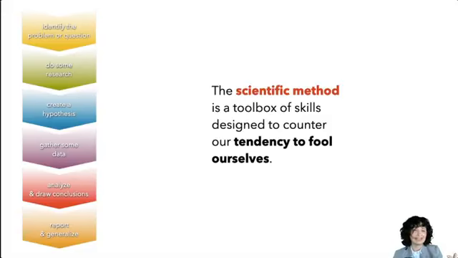So, as scientists, we use the scientific method to study psychological phenomena. The scientific method is a toolbox of skills designed to counter our tendency to fool ourselves. These are rules that dictate the general procedure for research. And as a way to overview the scientific method, we're going to go through each one of these components of the scientific method in order.